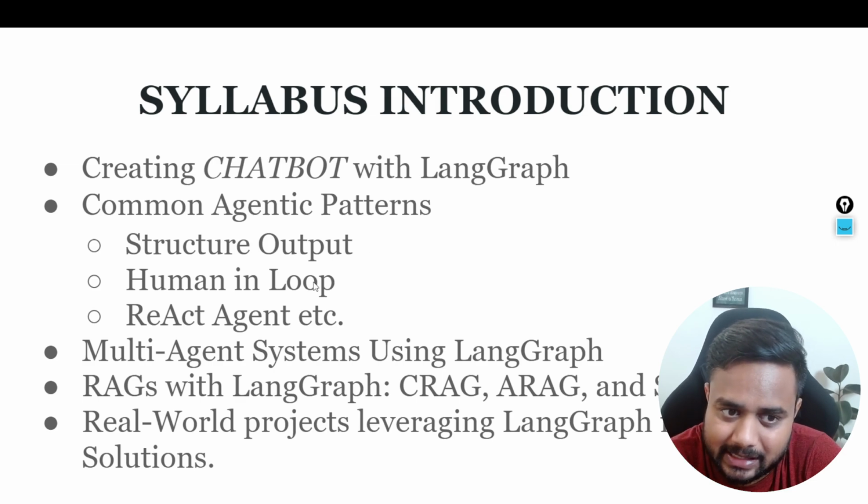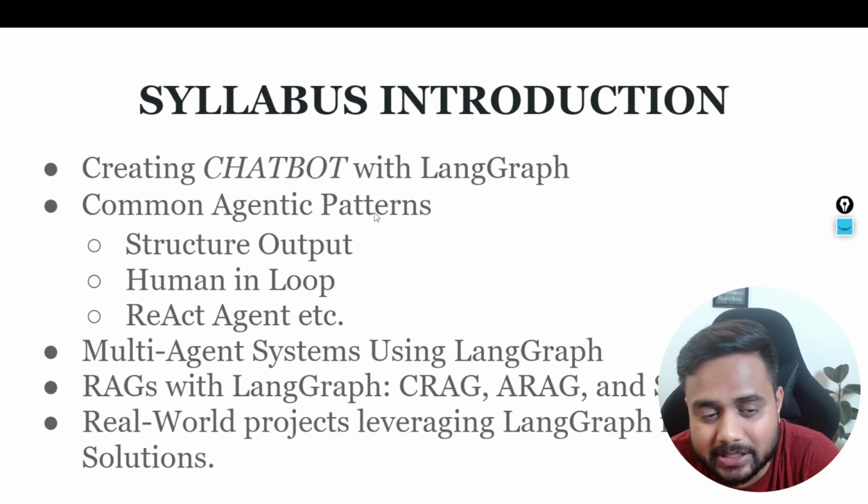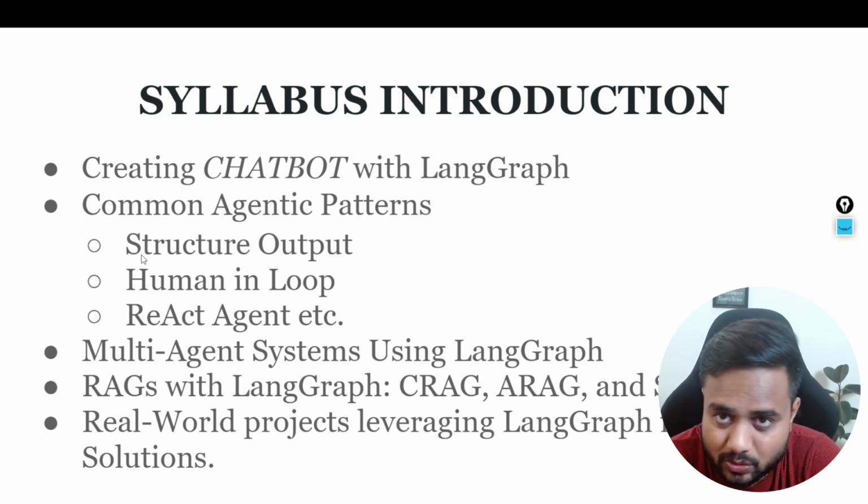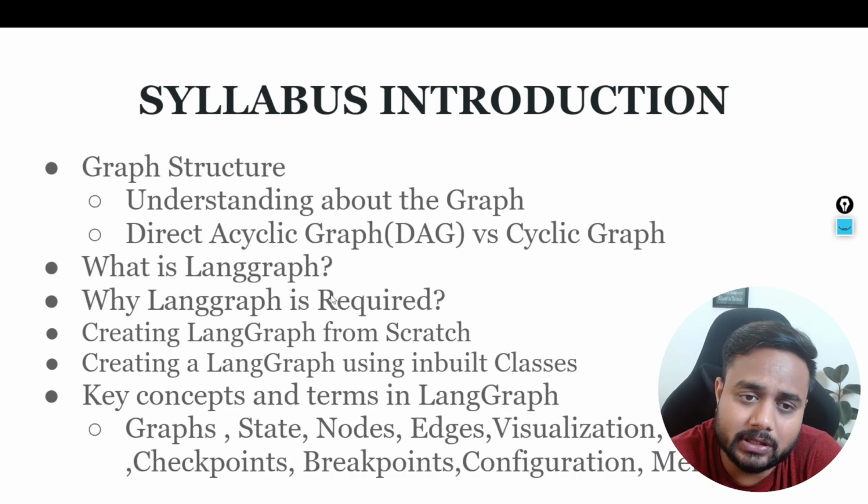Then this is the third slide. So I'm about to complete these common agentic patterns. I already discussed these two patterns, structured output and the React agent. And now we are going to start with this human in loop. Then after completing this one, we'll try to understand the RAG, which I already told you, and then the multi-agentic system and lots of projects. I hope each and everything is clear.